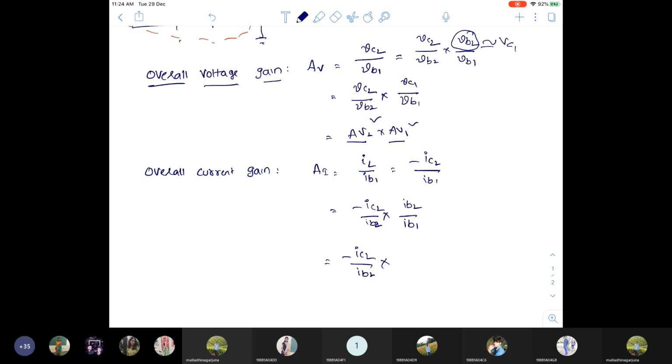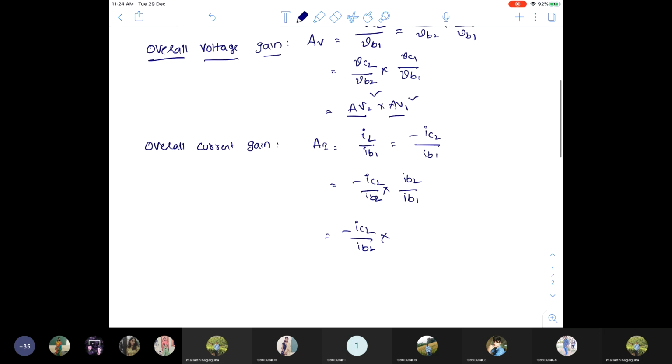So for that, what I can do is, this is the first stage amplifier, and this is the second stage amplifier. In between, I have RC1. This is ZI, sorry, that we call ZI2. So simply I can write.